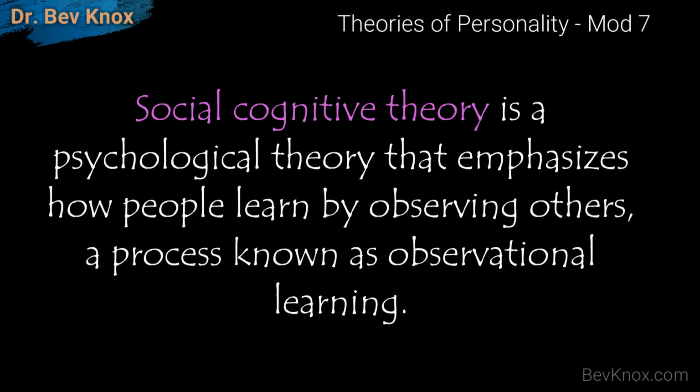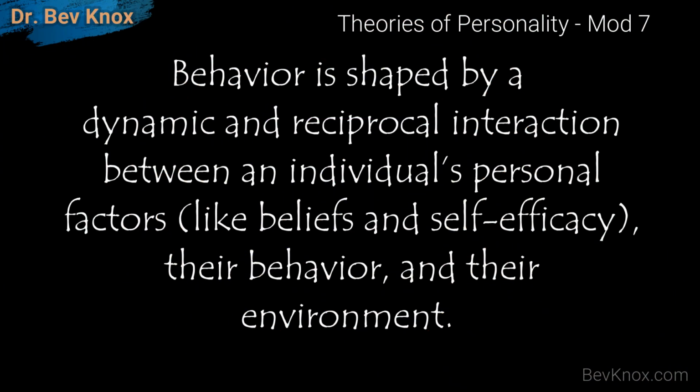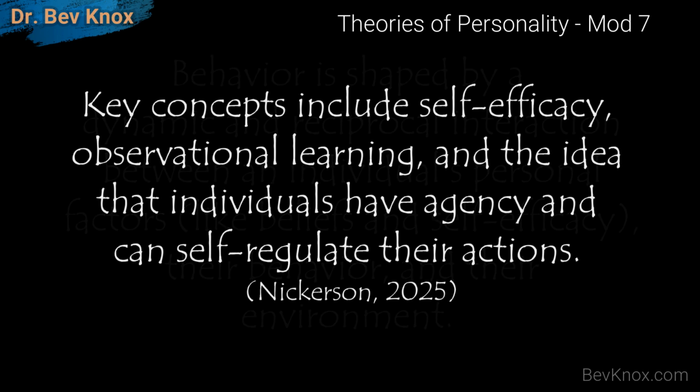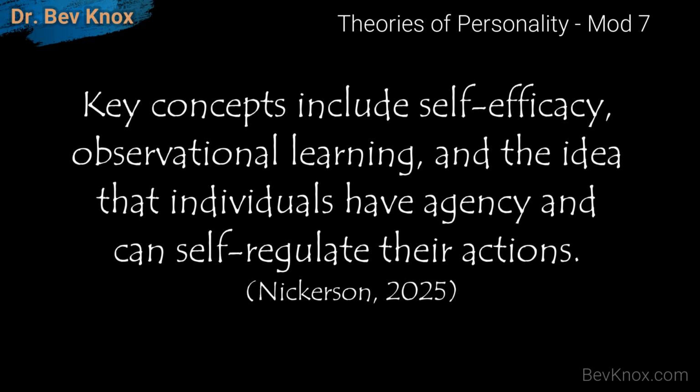Social cognitive theory is a psychological theory that emphasizes how people learn by observing others, a process known as observational learning. It posits that behavior is shaped by a dynamic and reciprocal interaction between an individual's personal factors like beliefs and self-efficacy, their behavior, and their environment. Key concepts include self-efficacy, observational learning, and the idea that individuals have agency and can self-regulate their actions.